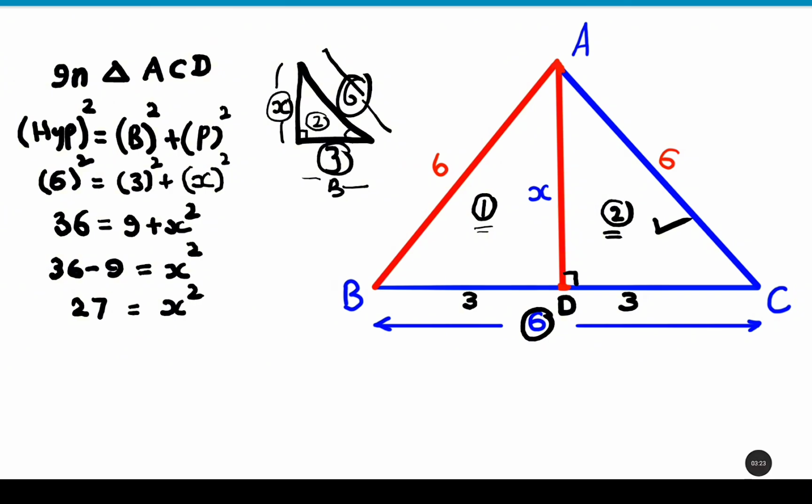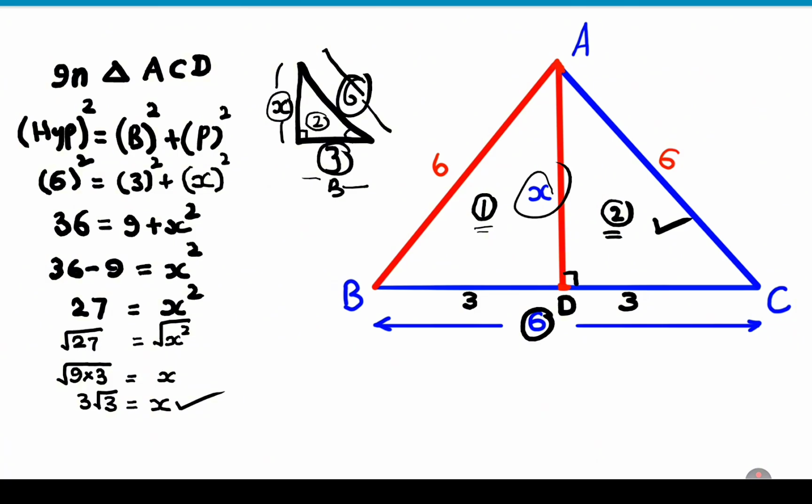x squared equals 27. Now we will take the square root of both sides, so we will get x equals the square root of 27, which will be written as the square root of 9 times 3. And here we will get x. It is obviously a square root. The square root of 9 will be equal to 3, and the square root of 3 is in decimal fraction. So we will get this as the answer. It is the required value of x by using the Pythagorean theorem.